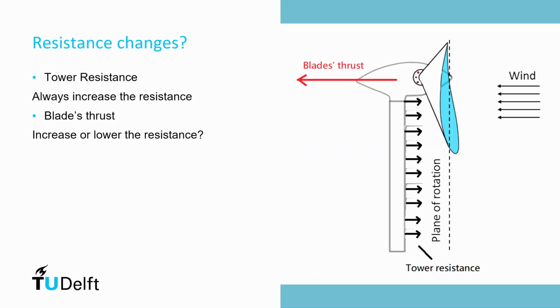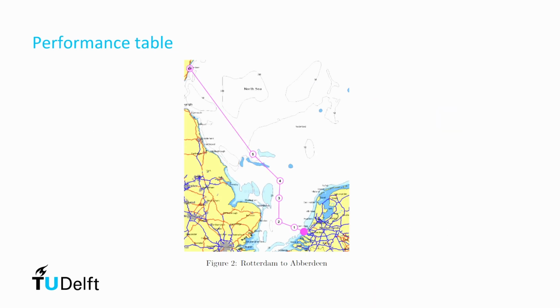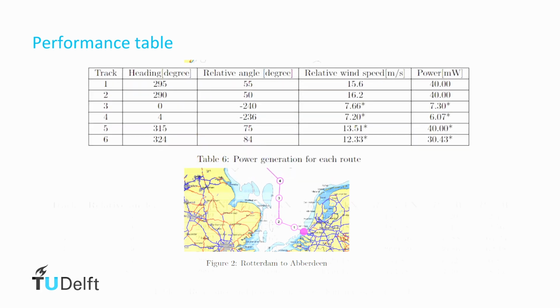And also, another highlight of our wind turbine is the resistance change, because as you know, there are two effects that will generate force on the wind turbine. One is the tower resistance, which always increases the resistance. Another is that when operating, the blade also generates thrust, and this thrust in some directions may increase or lower our resistance. So by using the generated power and the resistance changes of our wind turbine, and also comparing with routes 1 to 6, we can calculate the table for each track.